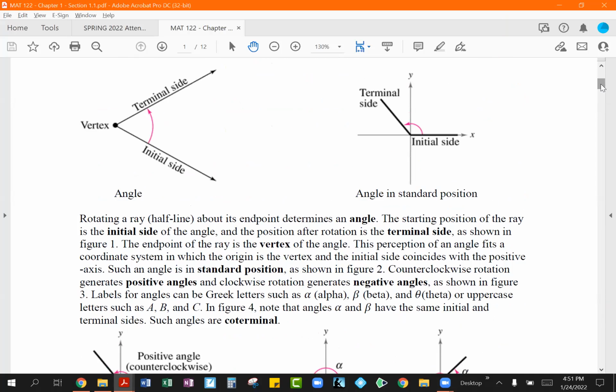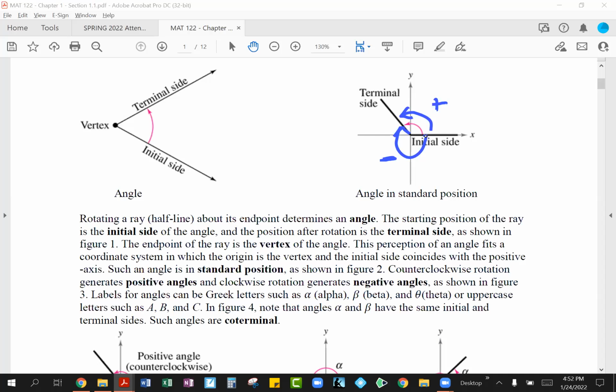Basically the standard position would be where your initial side, especially on the rectangular grid, falls on the positive x-axis, and then you always go in the counterclockwise direction when we're talking about positive angles. If you change that direction and go clockwise, you will see in this image, we have your initial side, and then we're going in the counterclockwise direction. So this would be a positive angle. Now, keeping the same initial side and terminal side, if you go in the clockwise direction, then your angle would become negative. So that's something to always keep track of.